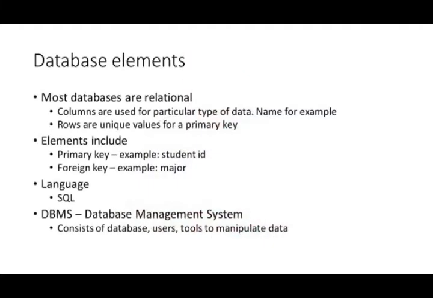Database elements. Most databases, like I said, are relational. The columns within the actual database are going to be used for particular types of data. The name, for example, is a column that all the records, which we'll call rows, are used for. Rows are unique values for a primary key.